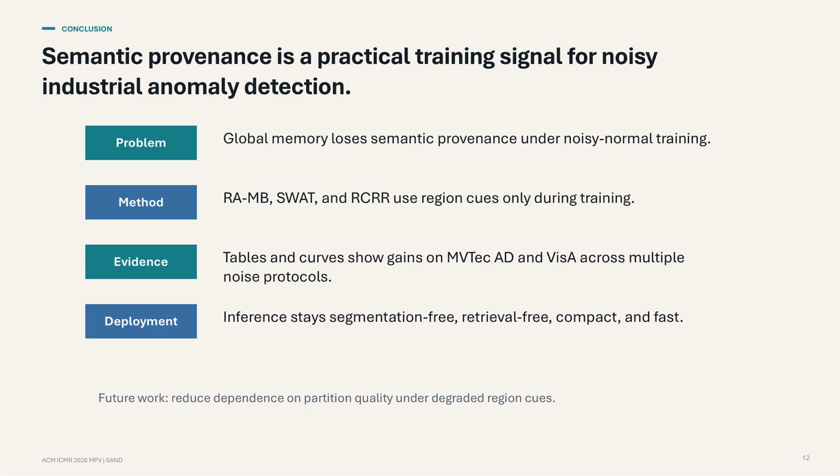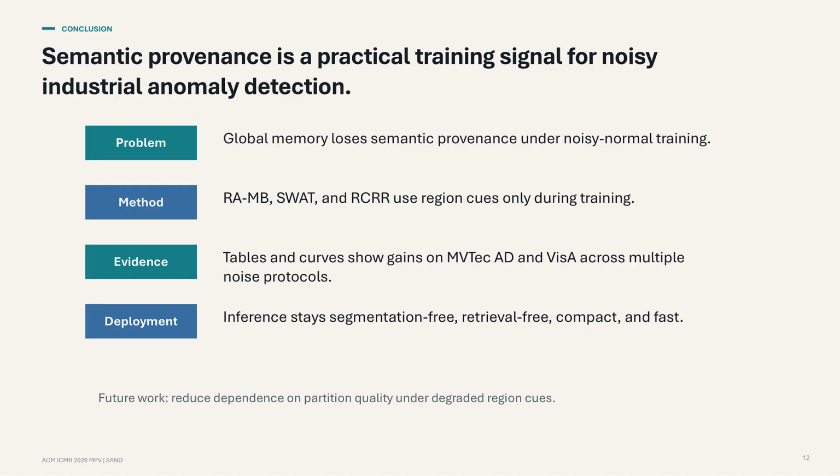To conclude, SAND addresses noisy industrial anomaly detection by preserving semantic provenance during training. It identifies two failure modes of global memory matching: cross-region mimicry and boundary artifacts. It then introduces three training-time mechanisms: region-aware retrieval, reliability-aware pseudo-supervision, and region-consistent representation regularization.